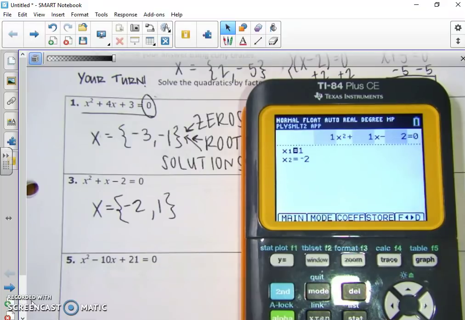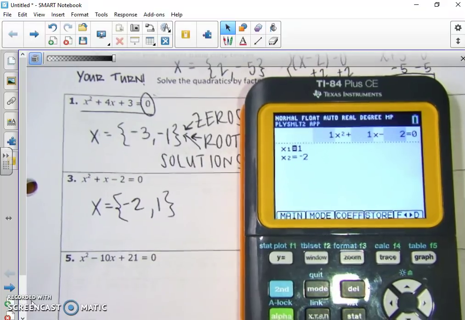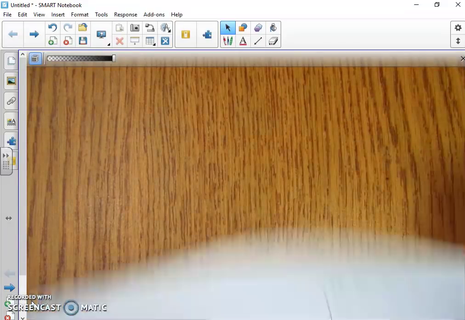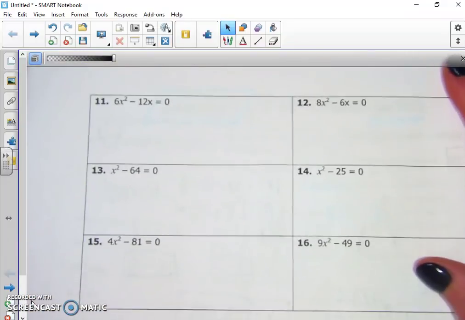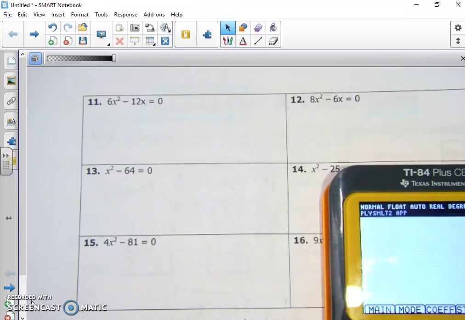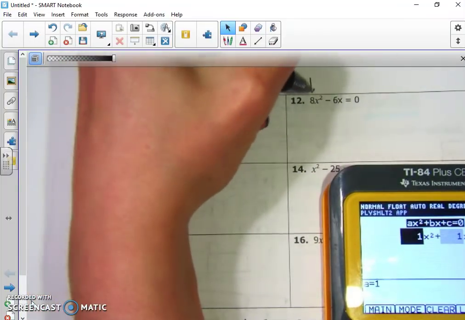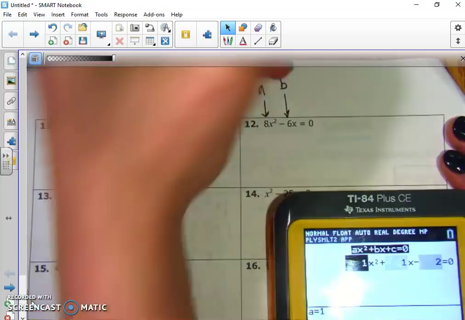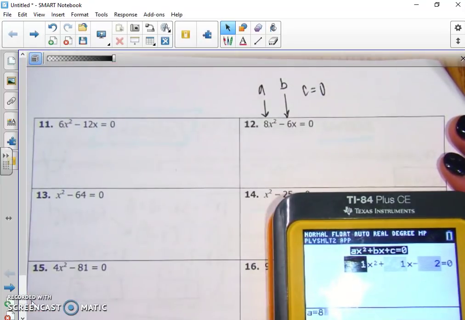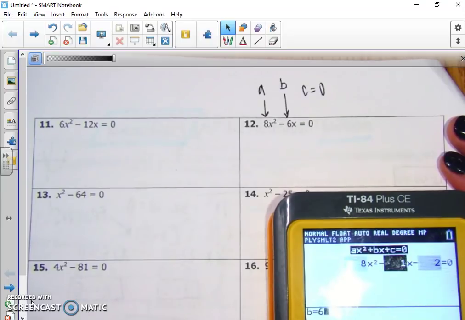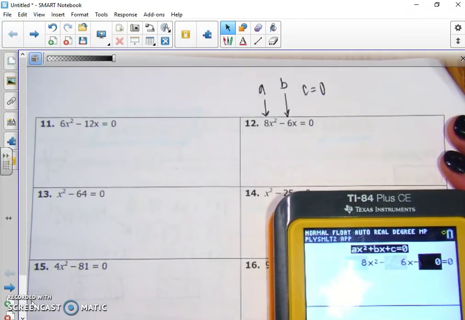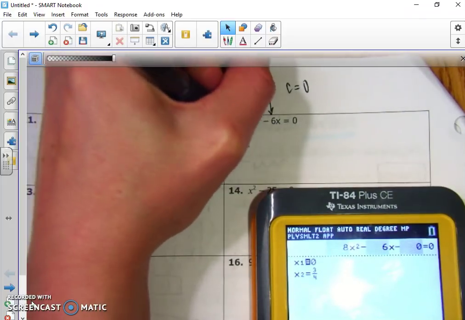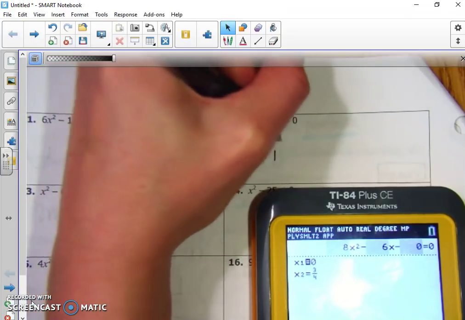So this might happen on the next side of the paper, so we'll go over to those. So let's take a look at number 12. So for number 12, you can certainly put this in our calculator. So we have 8 would be A, this would be B, and then there is no C value. So we would just say C equals 0. So we could plug this in. We could say 8x squared minus 6x plus 0. Okay, let's say we do that and we get these answers. We get 0 and 3/4. Well, that means that our answers are 0 and 3/4.